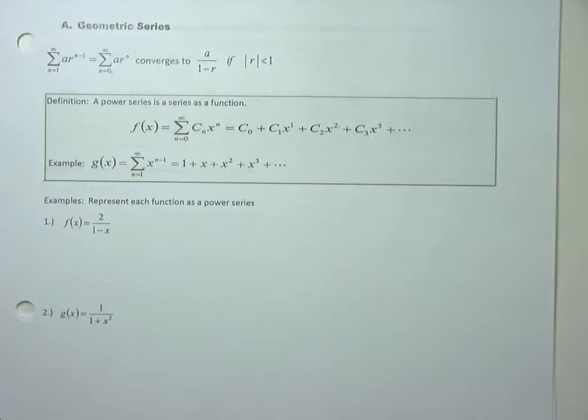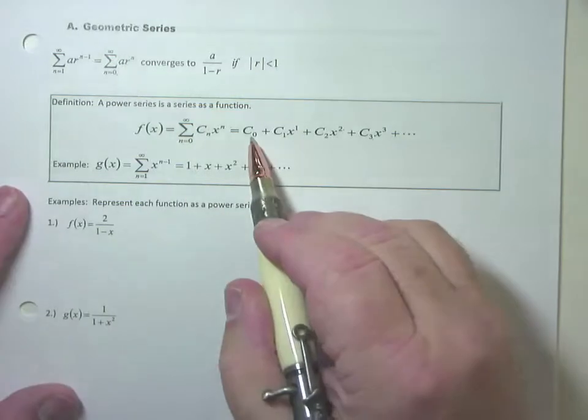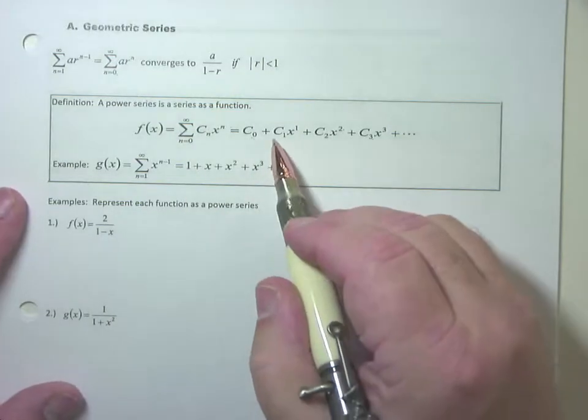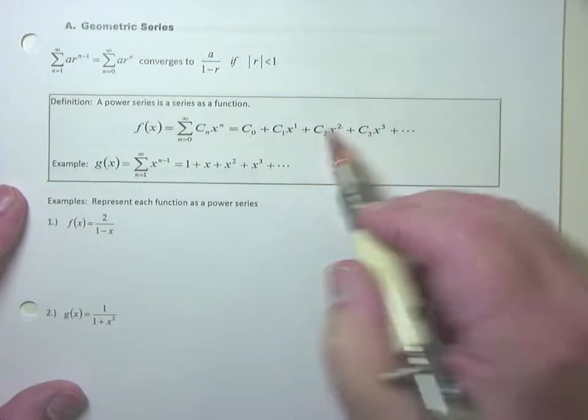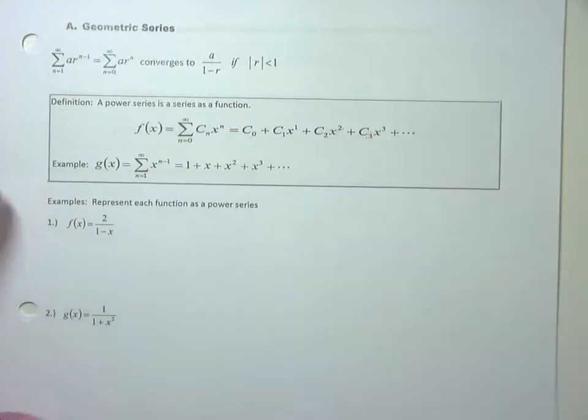Now let me explain the notation. The coefficient in front of the x has the same power. So C0 is your constant term. C1 is the coefficient in front of x. C2 is the coefficient in front of x squared. C3 is the coefficient in front of x cubed. Because WebWork is going to ask you what's C4, you've got to tell them what the coefficient in front of x to the fourth is.